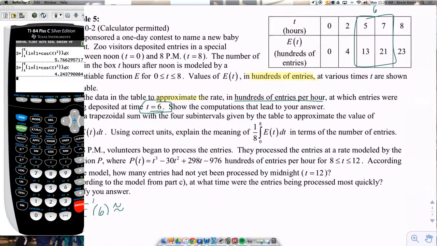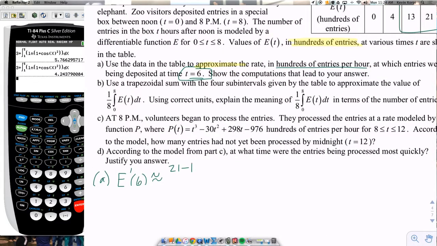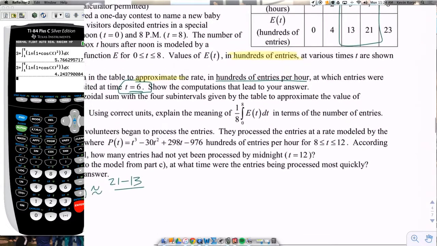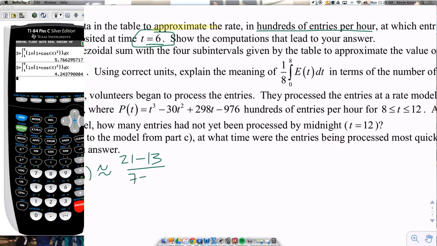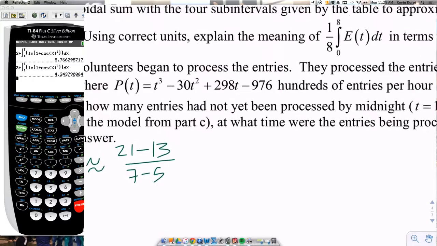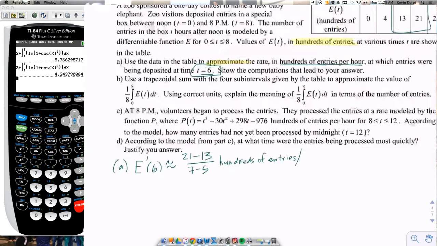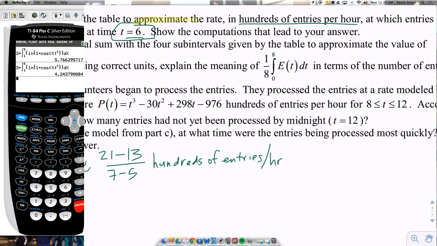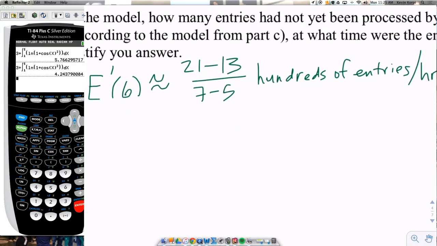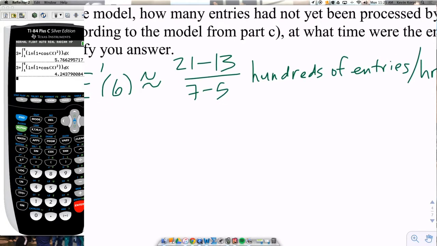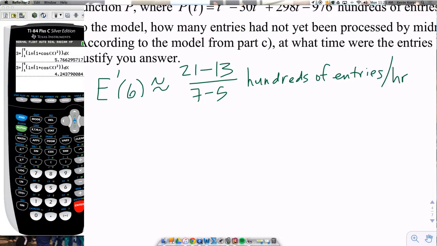So 21 minus 13 all over what? 7 minus 5. What are the units on there? Hundreds of entries per what? Hour. That hundreds of entries can mess you up. Now, that's where you would stop, I would hope, right? You got your difference quotient. It's numeric. It's kind of a 2-for-1. It indicates the method. You got your squiggles. You got your E prime of 6, and you have the correct units.